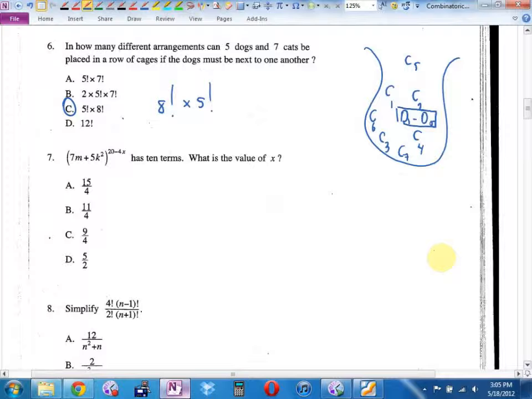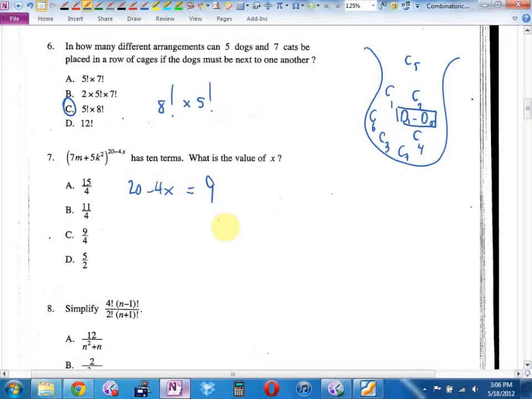How did I do this one? If it has 10 terms, what can you tell me about the exponent? What was the exponent if I got 10 terms? 6? What was the exponent if I had 10 terms? 9. So what they're really saying, I think, Holly, is that this must work out to 9. Right? Oh, that's really grade 8 now.